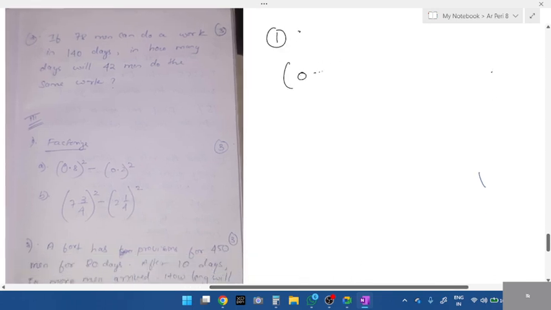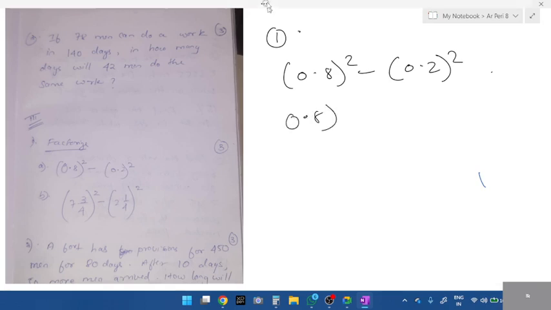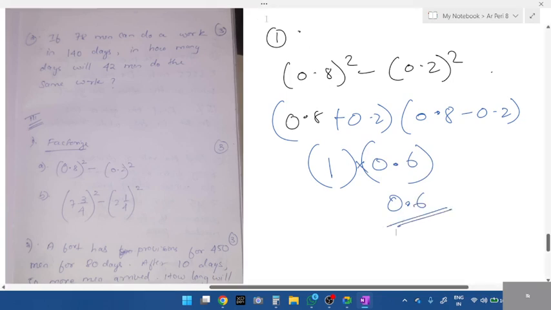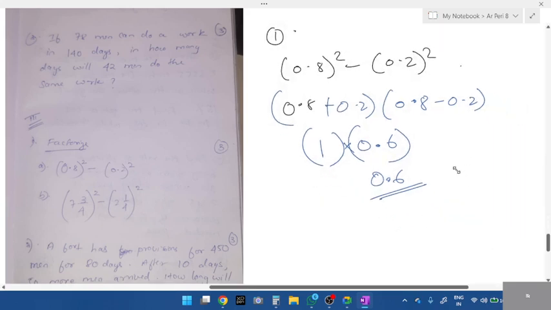Third main first one. 0.8 the whole square minus 0.2 the whole square. How do you solve this? What is a square minus b square? 0.8 plus 0.2 into 0.8 minus 0.2. Very good. What is 0.8 plus 0.2? 1.0, write it as 1, students. 1 into 0.6 is 0.6. Okay, make a note. Whoever didn't write it, make a note of this.